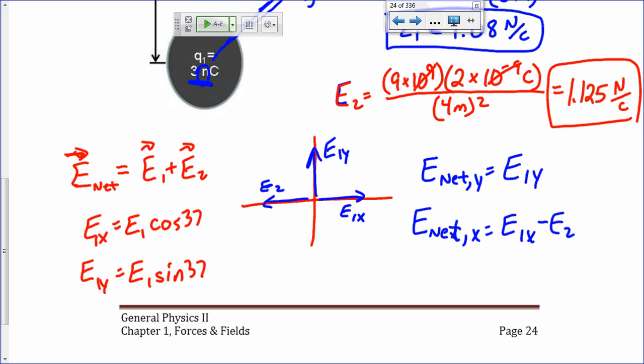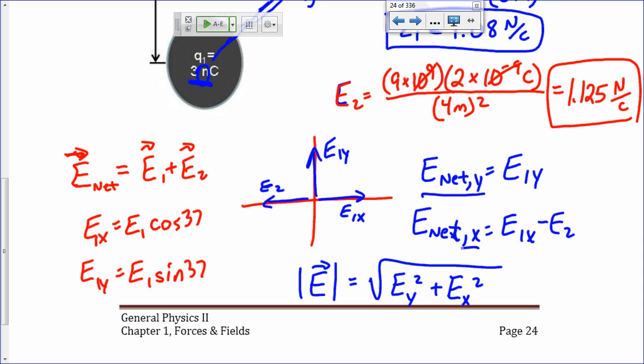Alright, I'm just adding up the x components of the vectors and adding up the y components of the vectors. And then if I want to find the magnitude of that vector, E net, it's going to be the square root of Ey squared plus Ex squared. That's this value and this value. And if I want to know the angle for that vector, it's going to be the inverse tan of Ey over Ex, with the proper axis, from the positive or negative axis, or wherever it happens to be. Is that clear as mud?